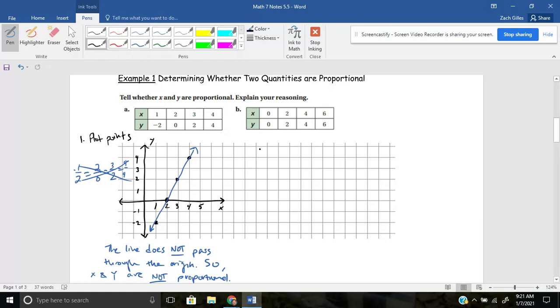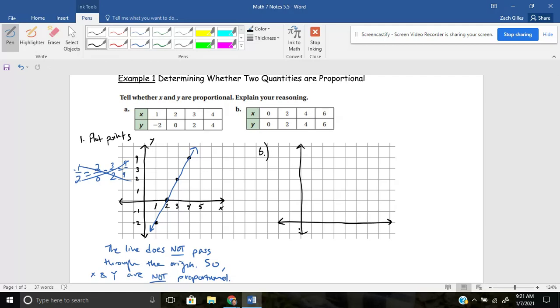Let's look at letter B. Let's see if this one's different. Okay, we're going to start by plotting our points. It looks like I have all positive x's and all positive y's. So I'm just going to be using the first quadrant then, making this kind of L shape because I have positive numbers to the right and positive numbers up.